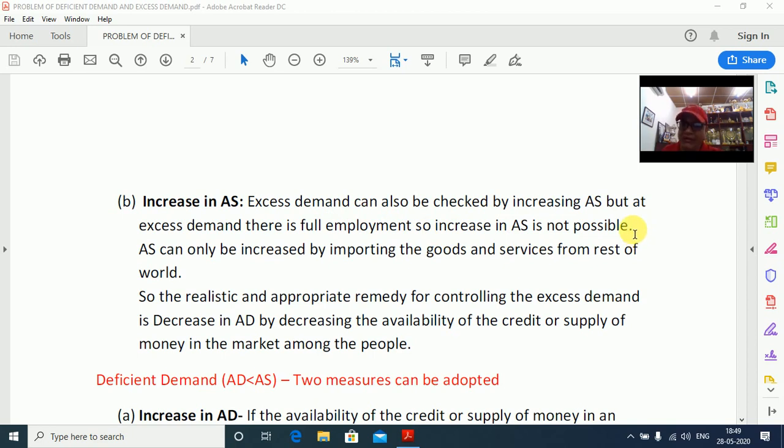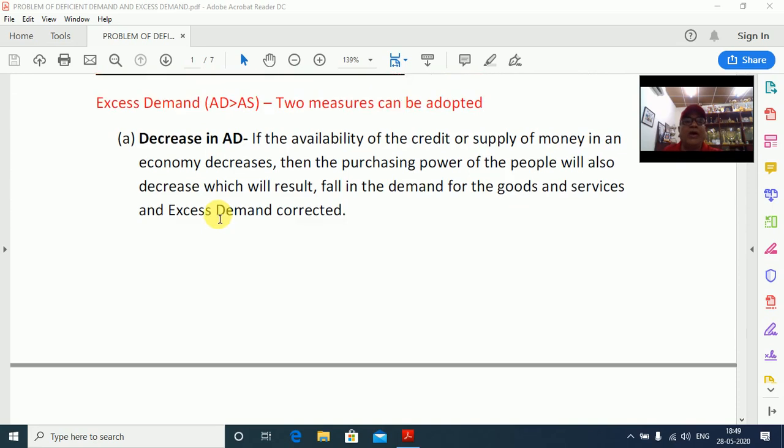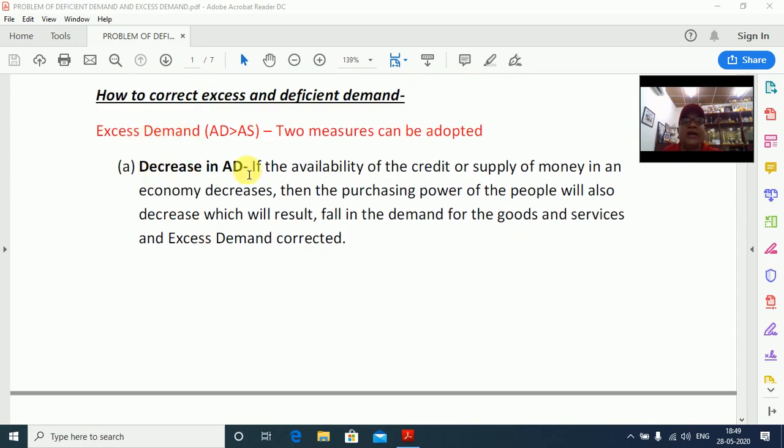The only way you can increase the aggregate supply is by importing or purchasing goods and services from the rest of the world. But this is not very feasible. This is not very appropriate. This is not a permanent remedy. So therefore, an increase in aggregate supply is not possible. So we focus more for correcting excess demand on a decrease in aggregate demand. Okay. So how are we going to correct the excess demand? By a decrease in aggregate demand. That will be our focus.